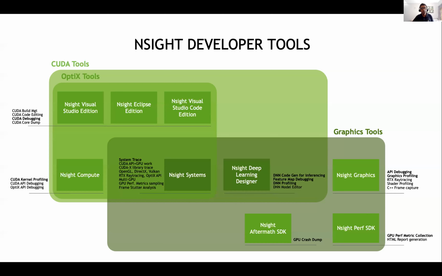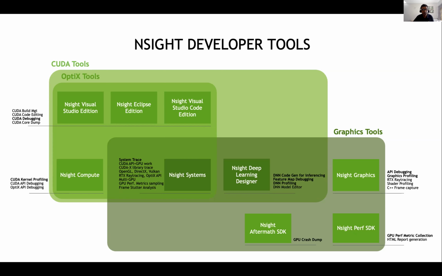So broadly, the tools can be classified under CUDA tools and graphics tools. Under CUDA tools, we also have Optix tools, which is a library that supports ray tracing. Here, the different tools available are shown classified. For code development, we have build management, editing, debugging, and core dump tools. These are integrated as part of the Visual Studio and Eclipse IDEs. We also have standalone tools in different categories.